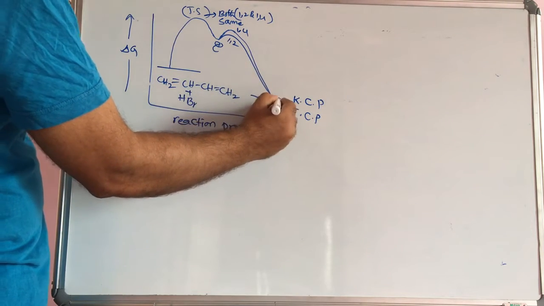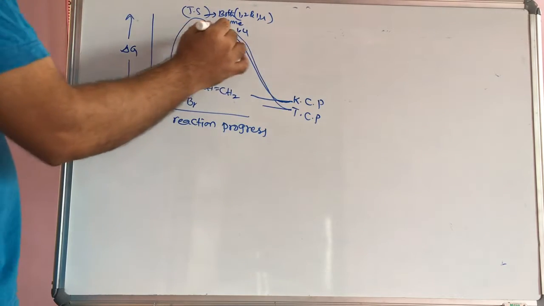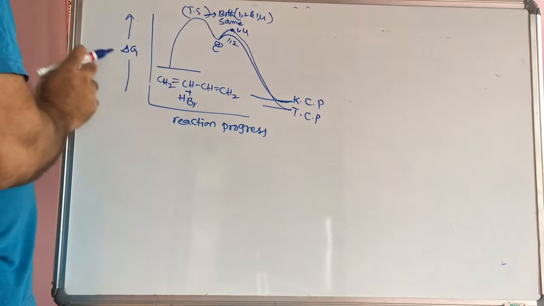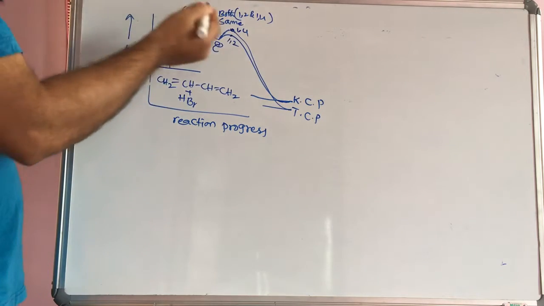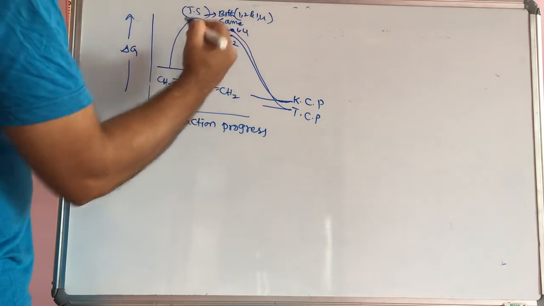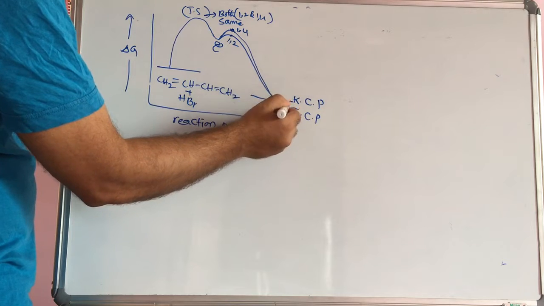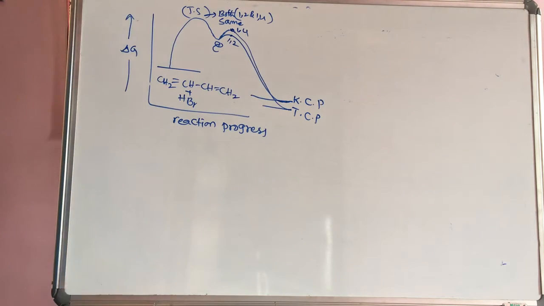That's why in the graph also you have to observe carefully. This will be the primary carbocation, less stable, somewhat higher energy. The secondary carbocation is more stable, that's why it is at lower energy, but in the product it should be up, it should be down. This is the energy profile diagram for the thermodynamically controlled and kinetically controlled products.